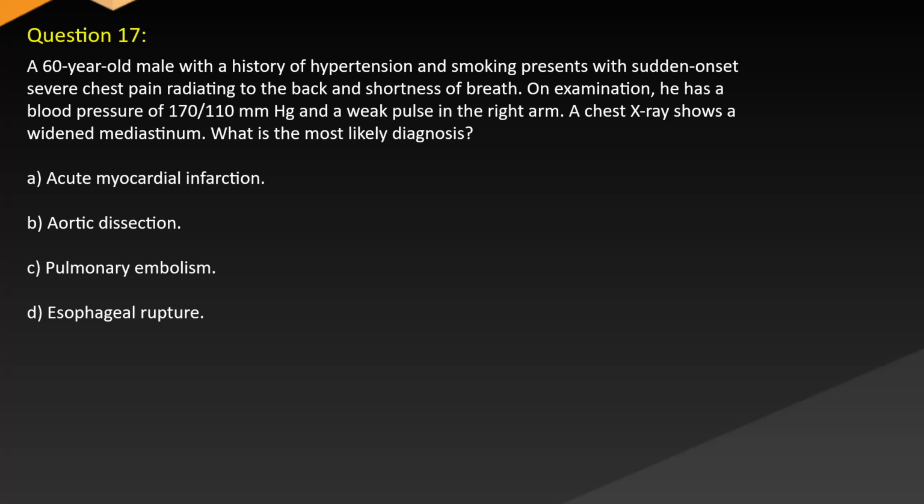Question 17. A 60-year-old male with a history of hypertension and smoking presents with sudden onset severe chest pain radiating to the back and shortness of breath. On examination, he has a blood pressure of 170 over 110 millimeters of mercury, a weak pulse in the right arm. A chest X-ray shows a widened mediastinum. What is the most likely diagnosis?